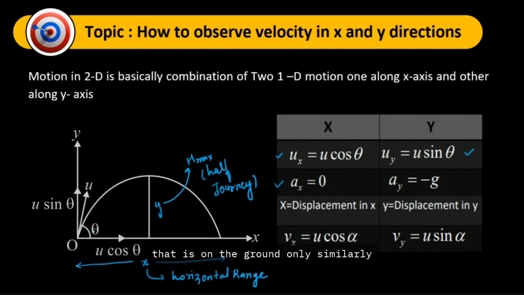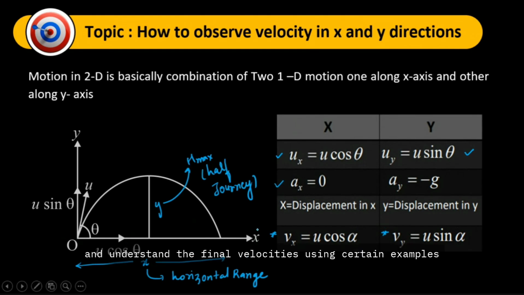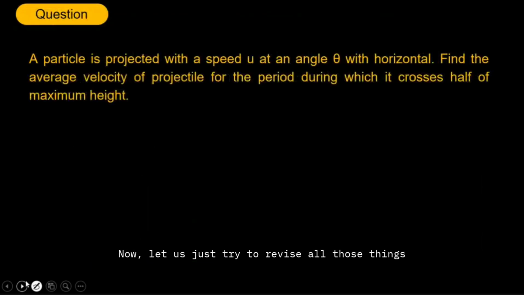that is, on the ground only. Similarly, at a certain point, if you have to find the final velocity, that is going to be some cos alpha and sin alpha component. So we'll talk about it and understand the final velocities using certain examples. Now let us try to revise all those things.